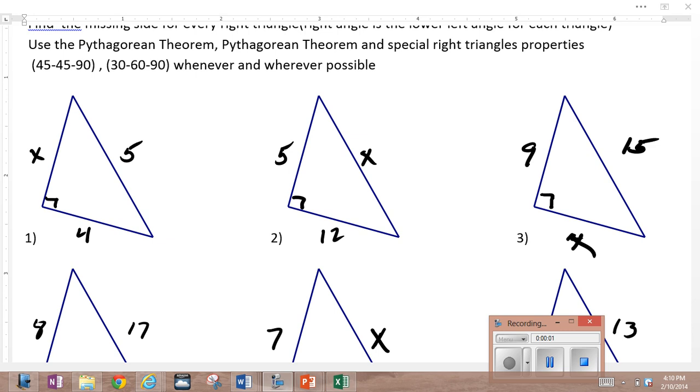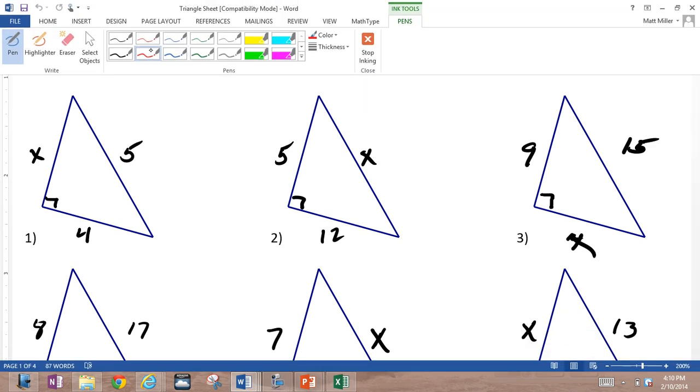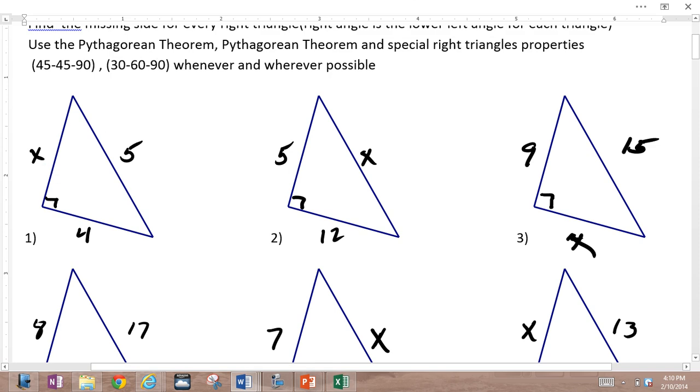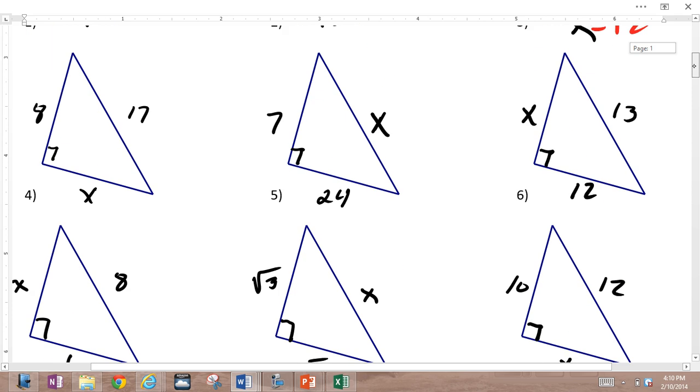So let's take a look at some of these problems that you had for the worksheet, okay? And try to recognize as many triplets and specials as we can: 30, 60, 90, 45, 45, 90, whatever we can recognize. So this is obviously a 3, 4, 5. This is a 5, 12, 13, okay? This is a 9, 12, 15, okay?